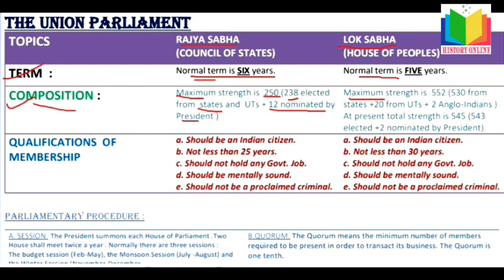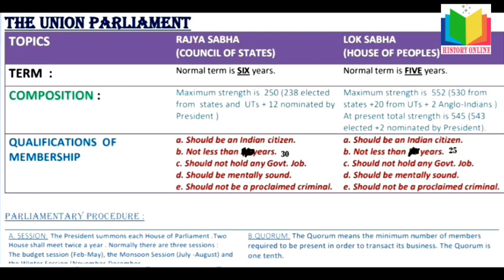Now the next topic is qualifications of members. The first one is that he or she should be an Indian citizen, and the next one is not less than 30 years in Rajya Sabha. He should be at least 30 years of age, and in the case of Lok Sabha, not less than 25 years. He or she should be at least 25 years, and after that should not hold any government job.